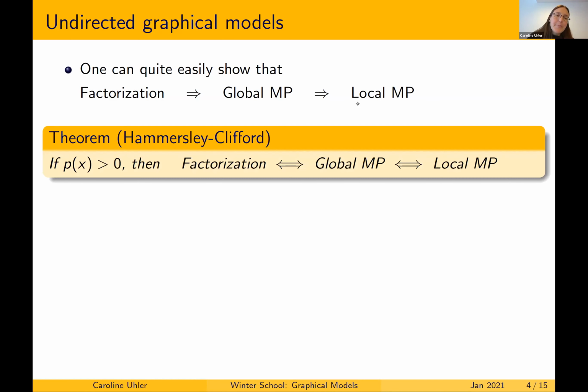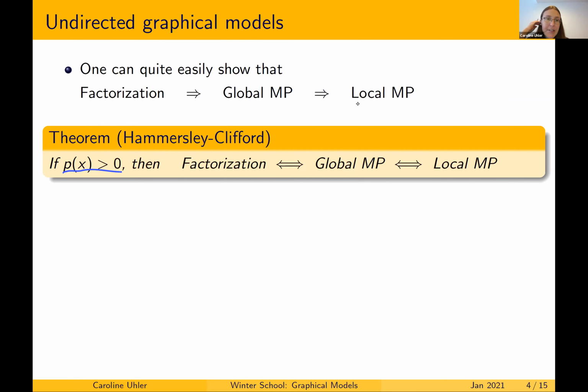And so here is one of the most important theorems for graphical models, which says that under some assumptions, namely, in particular, you can show this, that if the distribution is strictly positive, so think of, for example, a Gaussian distribution, then in fact, you can go the other way around as well. Then the local Markov property will imply the global Markov property will imply factorization.